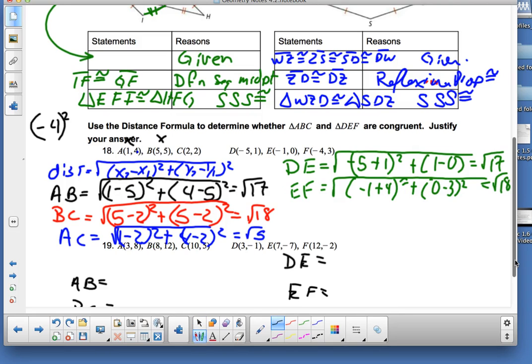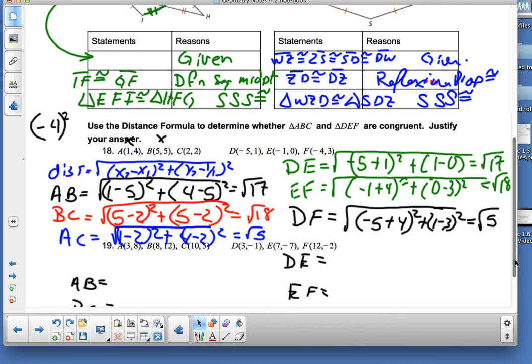My last one, DF. Negative 5 plus 4, because it's subtracted negative 4, squared, that's 1. I got 1 minus 3, it's negative 2, but I squared it, it's 4. And now my answer is the square root of 5.